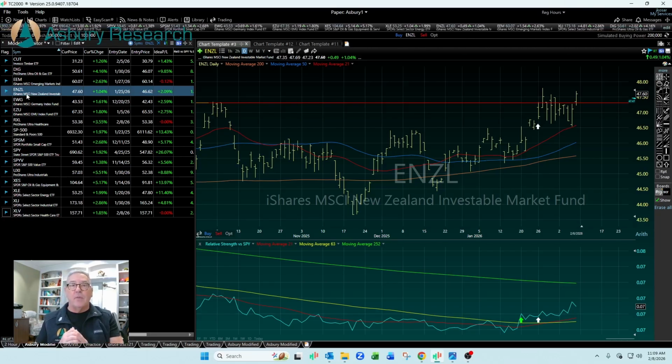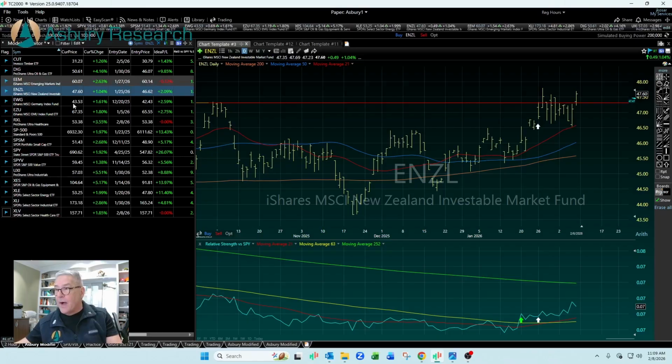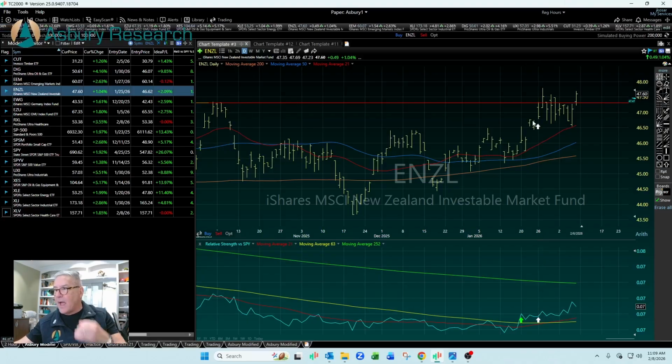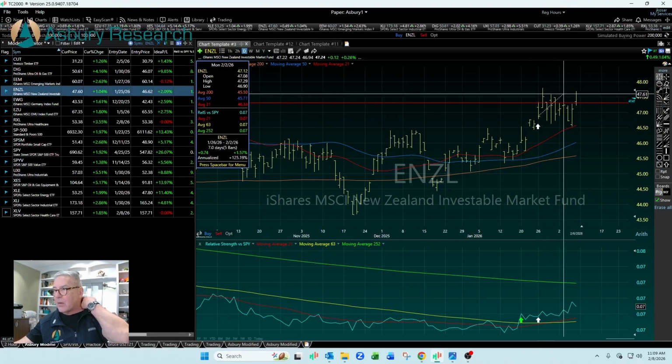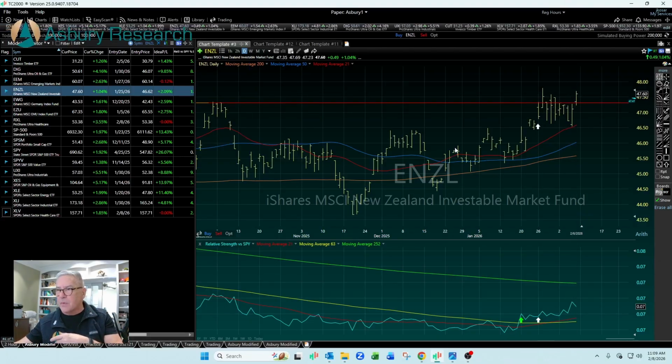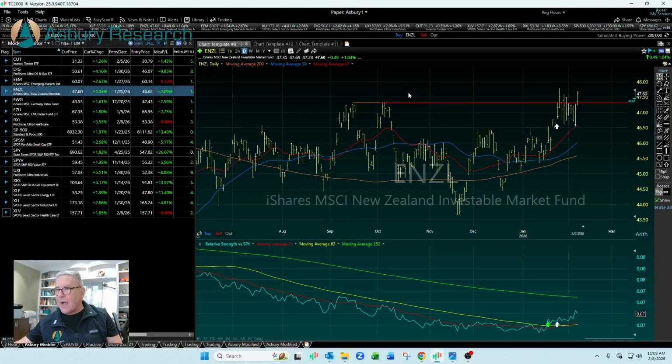ENZL is the New Zealand investable market fund. This comes from U.S. versus the world. You can see that we put an overweight on right here on the white arrows, and it's outperforming, and it's starting to make some money outright. As of 2/6, we're up 1.6%. And note that it's breaking out. It's a big deal. That means now it should have some room to be able to run a little bit.